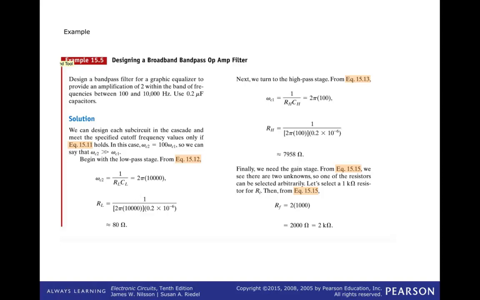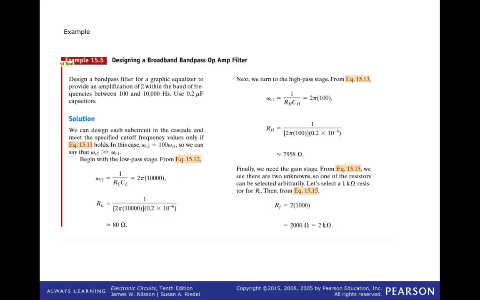So this is an example of how you would design a broadband bandpass op-amp filter. Broadband meaning omega C2 is much, much greater than omega C1. So here we find that there's a difference of 100 between the lower and upper cutoff frequencies. So we can say that that approximation will hold and we can proceed with our design.